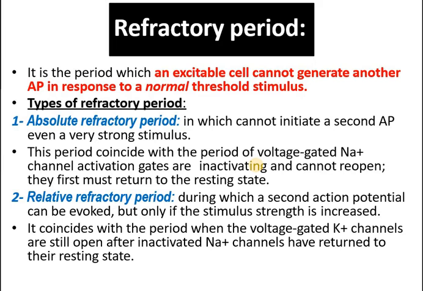Next is relative refractory period, during which a second action potential can be evoked, but only if the stimulus strength is increased. If you stimulated with a certain strength and you want to stimulate the same nerve again during the refractory period with the same strength of stimulus, the nerve will not get excited. If you want to excite it, just improve the intensity of the stimulus.